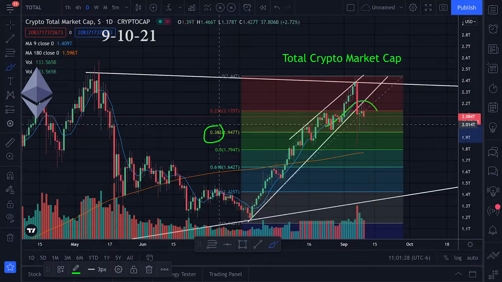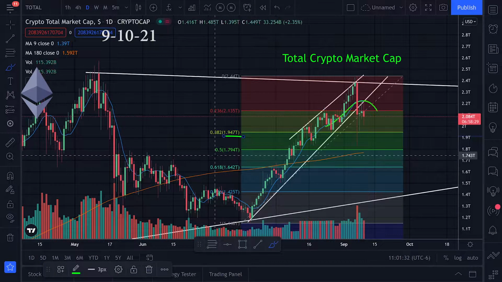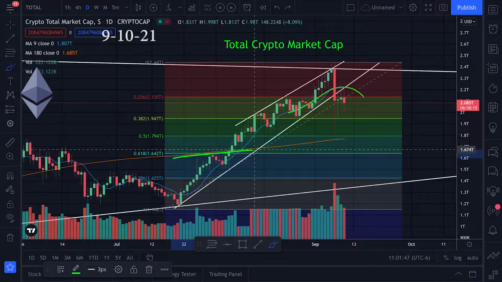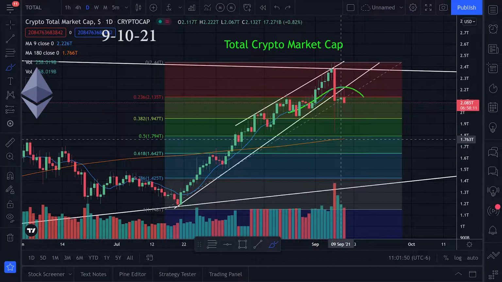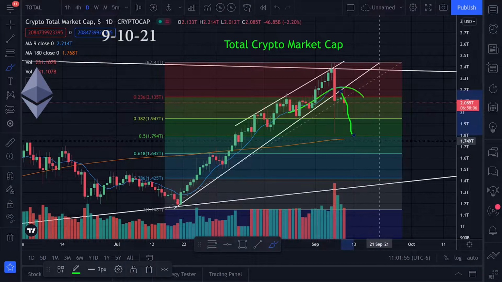I like to watch the 38% level and the 50% level. This is sitting at around 1.94 trillion and 1.79 trillion. It looks like this 180 moving average on the daily time frame is coming in, getting close to that 50% level right there. I'm kind of curious if we're going to go all the way down to this level.